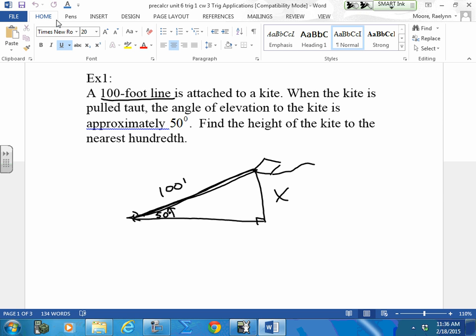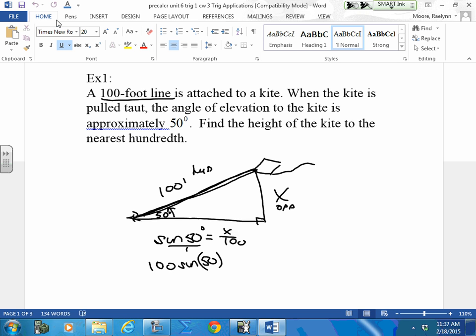So, basic right triangle trig. There's no law of cosines, no law of sines. Basic right triangle. So what function should I use? Sine, tangent, cosine. Sine, I have an opposite and I have a hypotenuse. So I say the sine of 50 is equal to x over 100. And cross multiply.